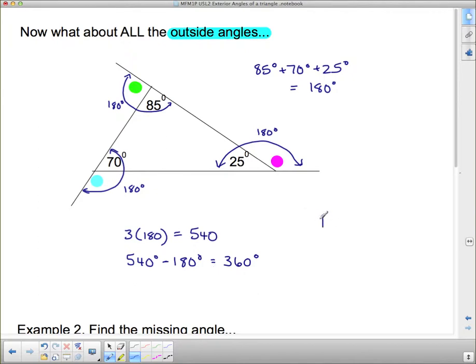So the answer to what about all the outside angles? They add to 360 degrees. If you extend all the sides in either a clockwise or counterclockwise fashion, you've got to extend them all in the same way. You can't extend this side in both directions. Okay, they all have to be: extend this side, extend this side, extend this side. Okay, 360 degrees is what the outside angles all add up to.